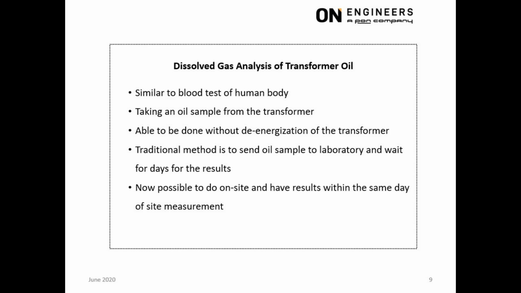Similarly, by analyzing the transformer oil for presence of combustible gas dissolved in the oil, you can detect problems at the transformer. The oil sample can be taken from the transformer without any need to de-energize. The traditional method is to send the oil to a lab and wait many days for the results. It is now possible to do on-site DGA and have the results within the same day of measurement. It is like getting the doctor, nurse, and measurement set to come to your house for a blood test and get immediate results for the blood test.